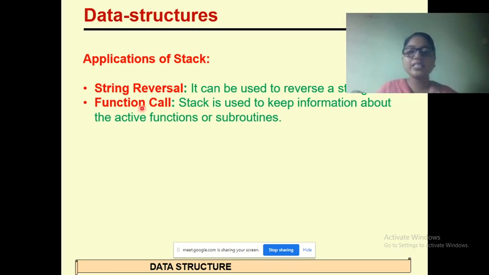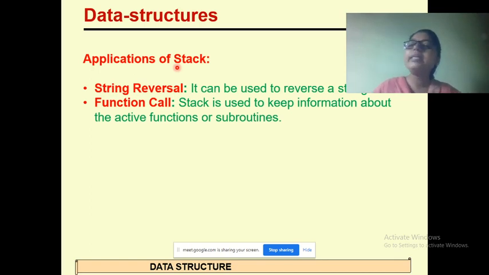Now we'll see what is the next one. Next one is function call. So what is function call? Stack is used to keep information about the active functions and subroutines. So remember one thing, whenever you are calling a function, the flow of execution of the program is shifted from this particular block to the function definition, and after executing all the instructions in the function definition, the pointer again comes to the next instruction in the main block. So where should that pointer return? That is maintained using the system stack, and this is the application of the stack.